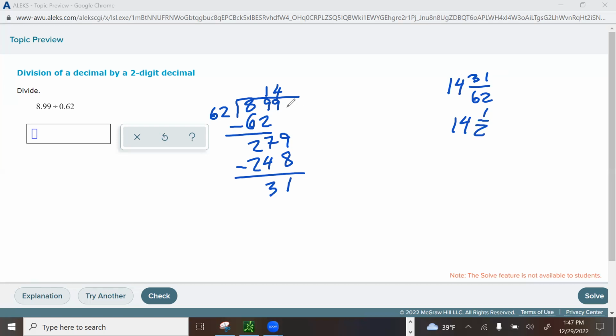So 14 1/2. Or we could slap on an extra 0 here and bring that down and say, does 62 divide into 310? And the decimal goes in. Yeah, I think 5 times. So 5 times 62 is exactly 310. And we get a remainder of 0, so we know we're done, and it's 14 and a half. So there it is.